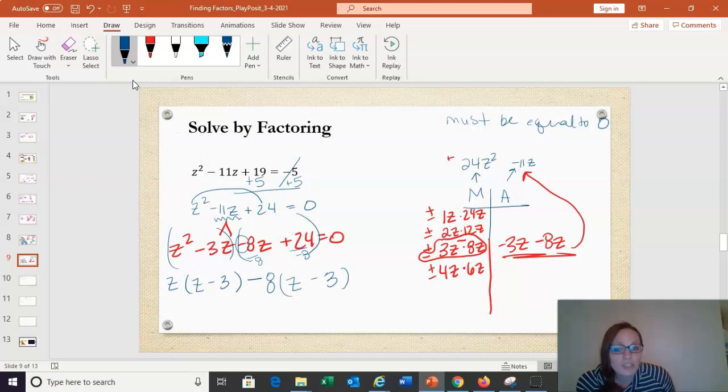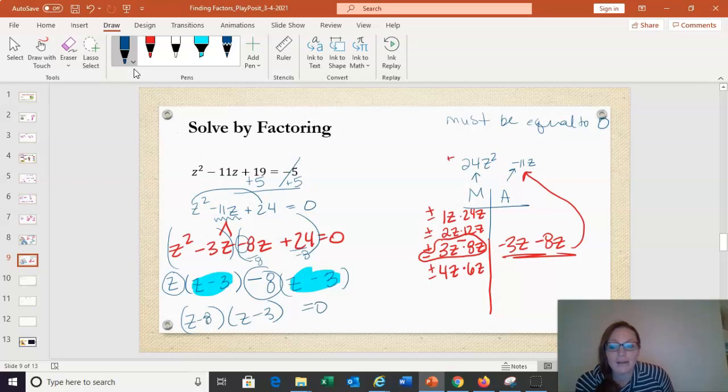Remember, you can always double check yourself. You can say, okay, negative 8 times z, and then negative 8 times negative 3 is a positive 24. And if you look, these match. So you know you did it right. So we would just take the 2 GCFs, z minus 8 and z minus 3.